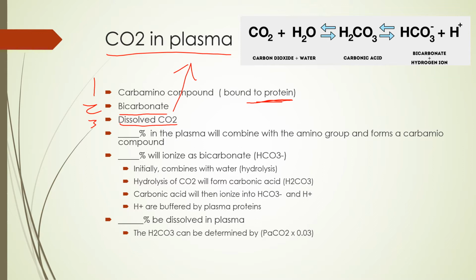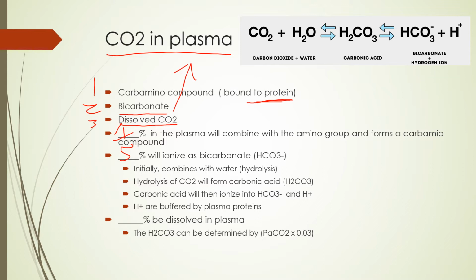So when we're looking at this, we have 1% in the plasma that will combine with the amino group and forms the carbamino compound. So this is only responsible for 1% of your CO2 being transported to your lungs, just 1%. So not a lot of CO2 is transferred this way, but some of it does get transferred this way. So that still counts. So carbamino, so bound to a protein in the plasma. The second way, 5% of it will ionize as bicarb, and so this is a good way to do it.